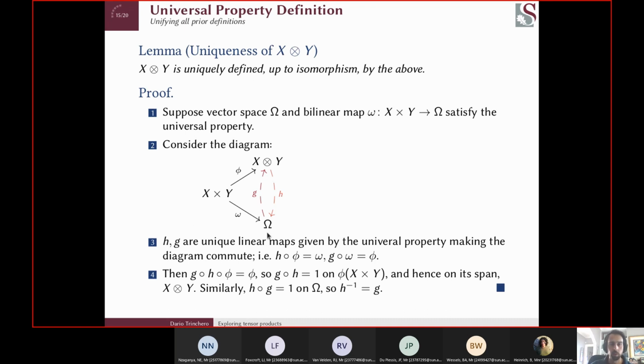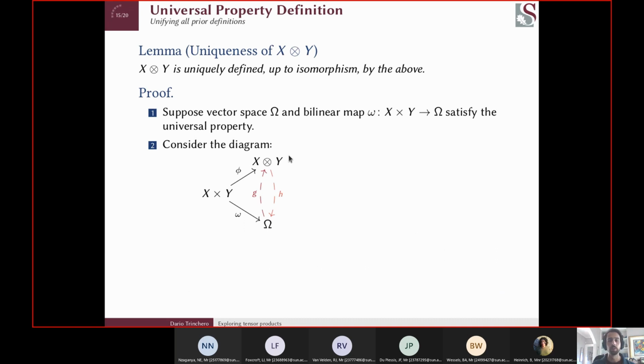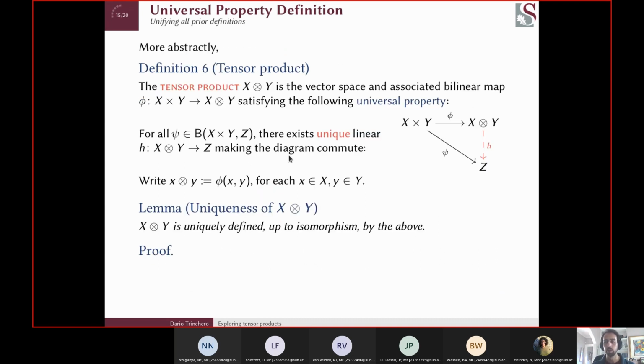And if we just stick those two equations together, we see that G composed with H is the identity on phi of x cross y, which is a spanning set for the tensor product, and so it's the identity on the tensor product. And similarly, H composed with G is the identity on this spanning set, and so on the tensor product. And hence, the two are inverse to each other. H is inverse to G. So we found an isomorphism between these two spaces, and hence, the tensor product is uniquely defined by this property up to isomorphism. So I think that this kind of proof is really beautiful.